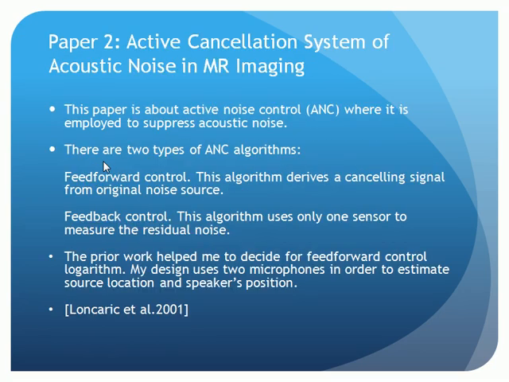Paper 2: Active cancellation system for acoustic noise in MR images. The paper is about active noise control, where it is employed to suppress acoustic noise. There are two types of ANC algorithms: feed-forward control and feedback control. The prior work is about the design of a feed-forward control algorithm. My design uses two microphones in order to estimate source location and speaker position.